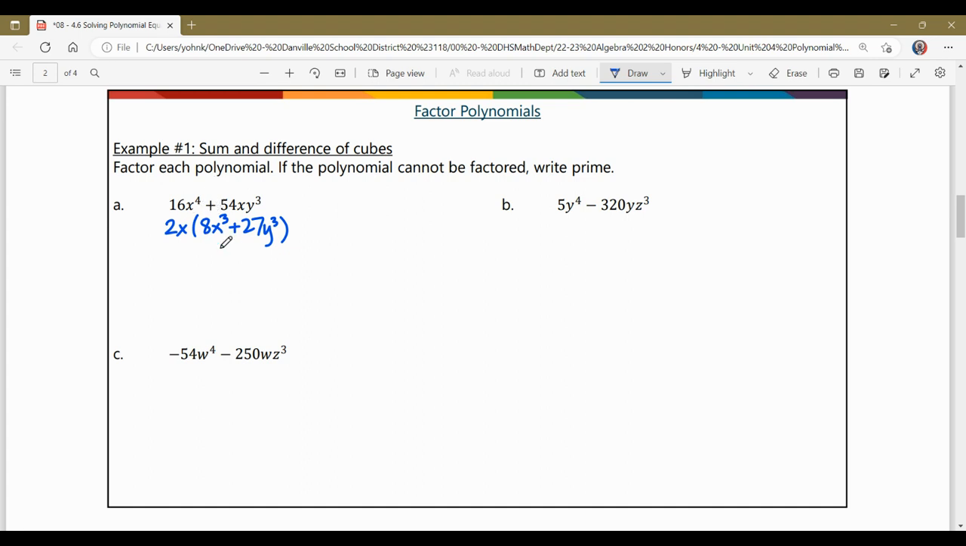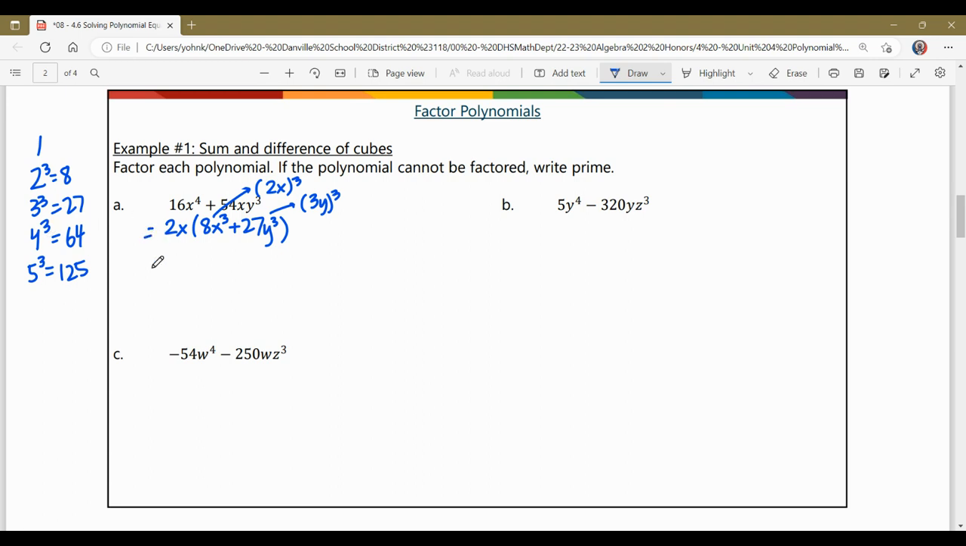Now, 8x cubed is a perfect cube, and 27y cubed is a perfect cube. So I'm going to say that this is 2x quantity cubed, 2 cubed and x cubed, and that the last one is 3y quantity cubed. Now you do have cubes. 1 cubed is 1, 2 cubed is 8, 3 cubed is 27, 4 cubed is 64, and 5 cubed is 125. Those are kind of the first 5 perfect cubes.